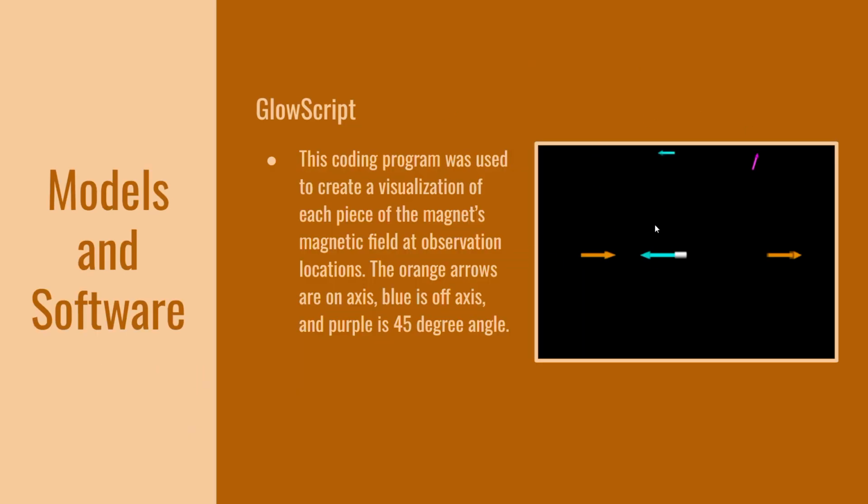Here's a quick picture of the GlowScript code. Sorry, the bottom arrow I think is cut off in this, but you can see the off-axis and on-axis arrows, and then that 45-degree arrow of the magnetic field. This was created in GlowScript. This is the model.